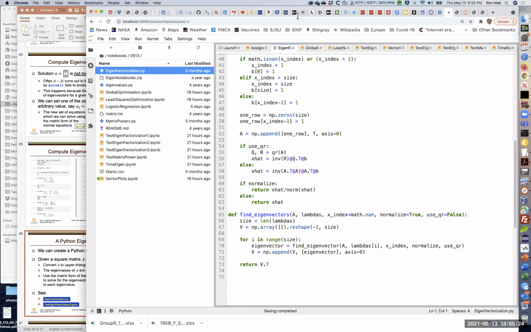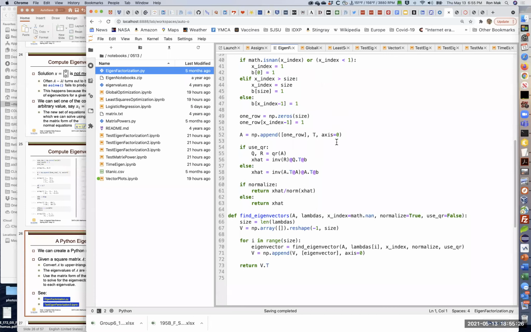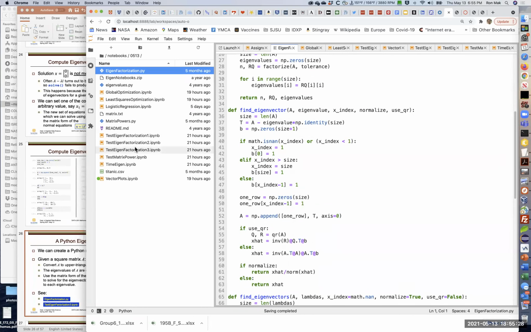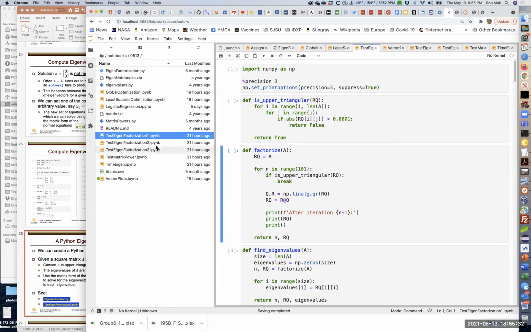So that is a couple of functions I'm providing, and I didn't show you any of these. So here, eigenfactorization. Let's run this and see what we have here.